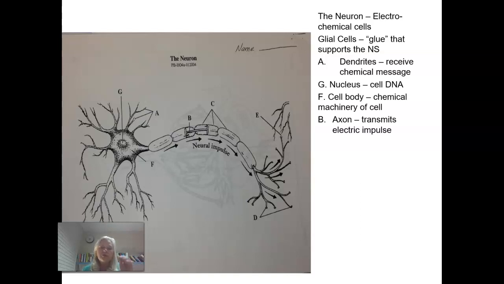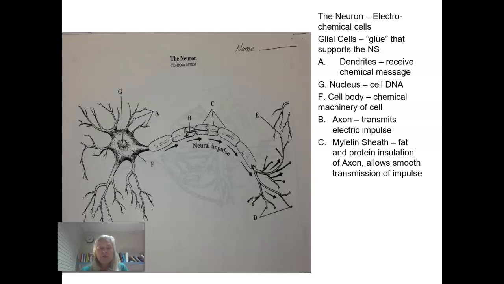That's because you're interrupting the flow of where that electricity would normally go, just like touching an electrical fence at a farm, you'd be interrupting the flow from that electrical fence into your arm. So B does carry the electrical impulse. Now, it is shielded or protected by something called the myelin sheath. We have this fat and protein insulation, and it allows for a smooth transmission very rapidly across the length of the neuron.